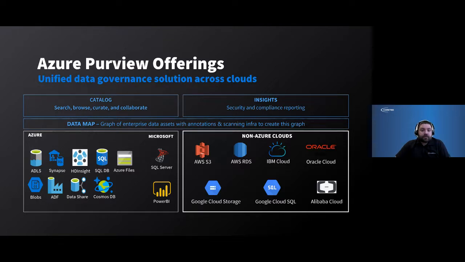And then you also have the ability to hook up to non-Azure clouds. So you're seeing things like AWS S3 and their RDS, which is their relational database service, so think SQL there, IBM Cloud, Oracle, Google Cloud, Alibaba Cloud.